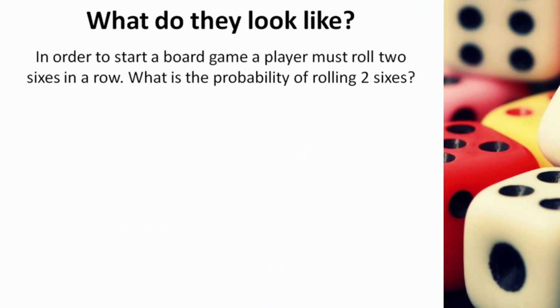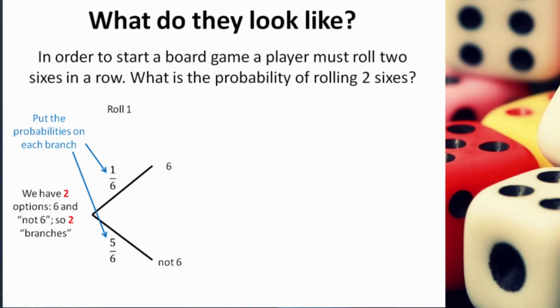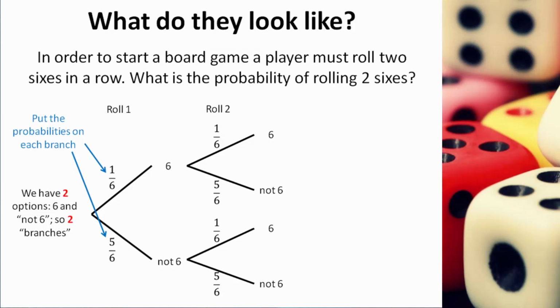Here is a very typical GCSE question. You've been asked to work out the probability that somebody who rolls the dice 2 times in a row will get 2 sixes. The branches of the probability tree get broken up into the probability that he will roll a 6, which will be 1 over 6, and the probability that he does not roll a 6, which will be 5 over 6. On the second roll, he has the same outcomes. He can roll a 6 or not roll a 6.